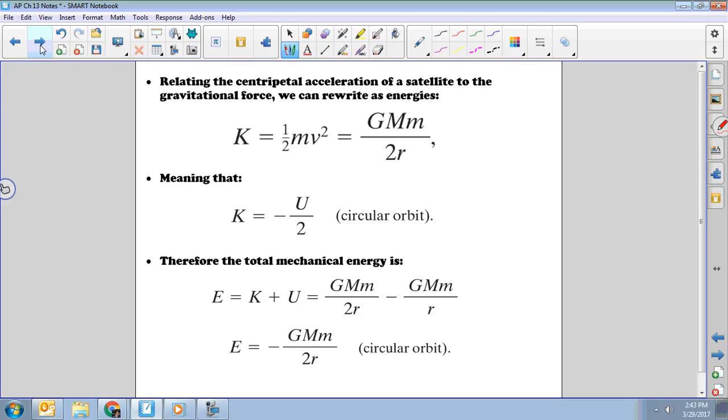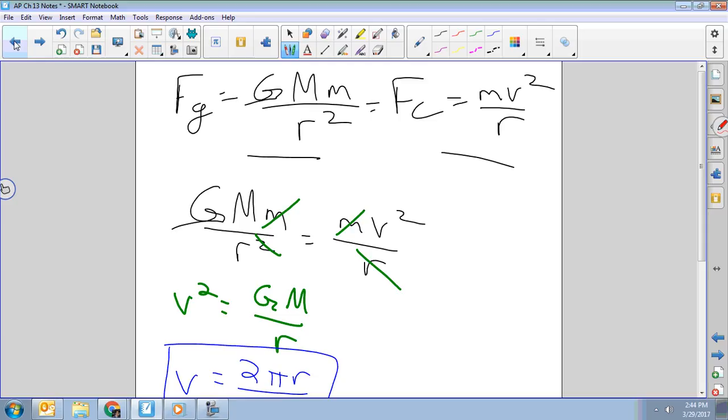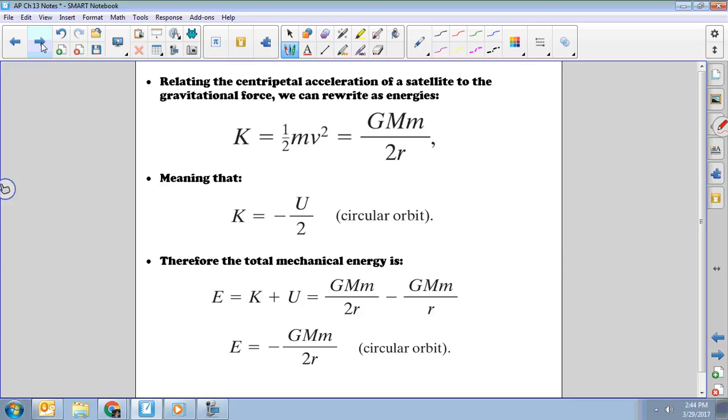Next issue. So going through a similar process, I'm happy to go through this if you guys want. It turns out that in the same way that I was able to relate the force of gravity to centripetal force, you can use a similar process to rewrite the centripetal acceleration and find out that the kinetic energy is equal to this. Do you guys want me to run through how that works or no? It's just a bunch of algebra.